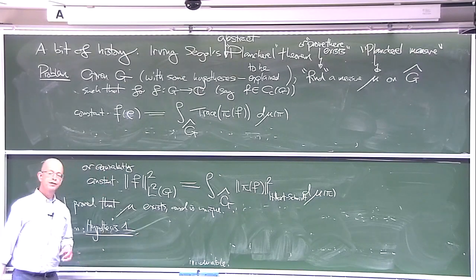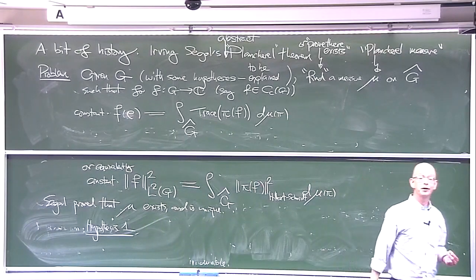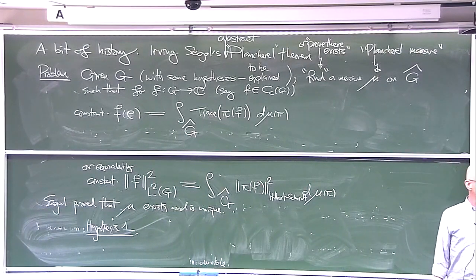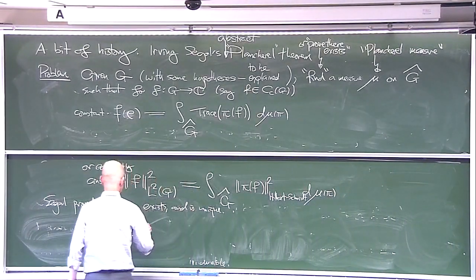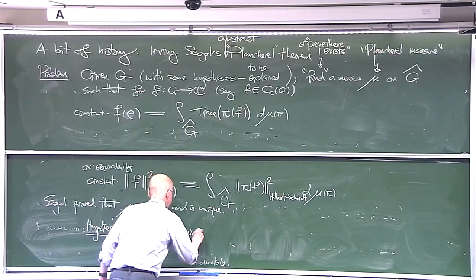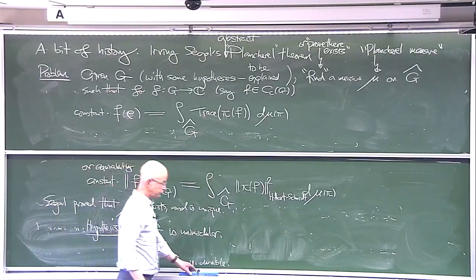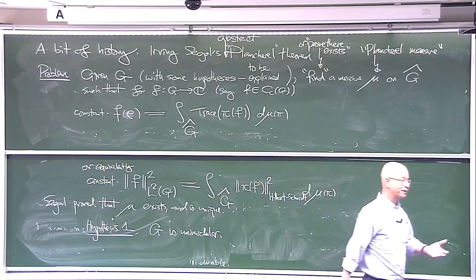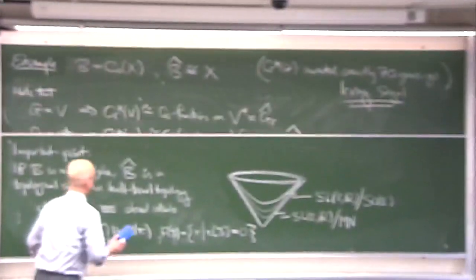The first hypothesis is a very good exercise to see that this hypothesis is necessary. There's no hope for this formula unless G is unimodular. But that's okay, because the groups we're interested in, G is unimodular.